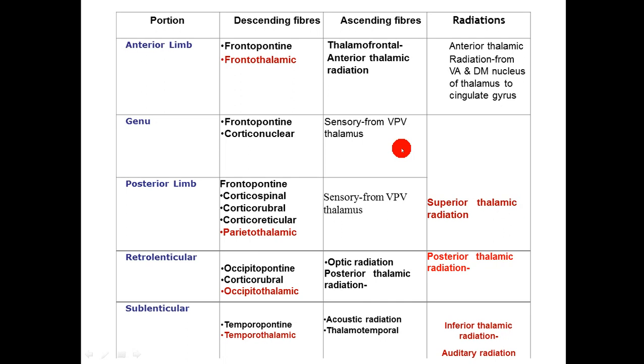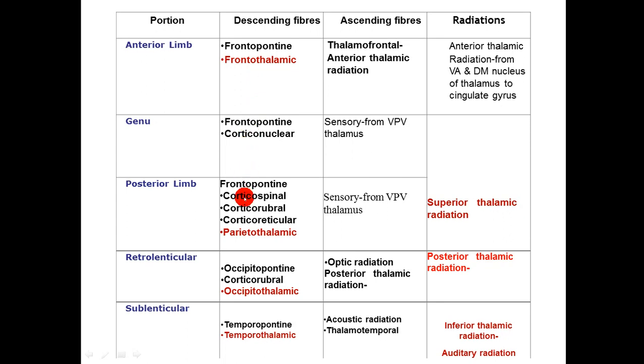And in the posterior limb we have frontopontine fibers, the corticospinal fibers, corticorubral fibers, corticoreticular fibers, and the parietothalamic fibers. So these are the main constituent fibers. The largest part of the internal capsule is the posterior limb, and these are the descending fibers, frontopontine fibers. See again, in the anterior limb, genu, and the posterior limb we have frontopontine fibers.